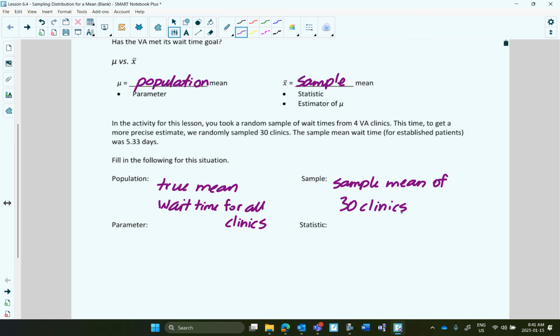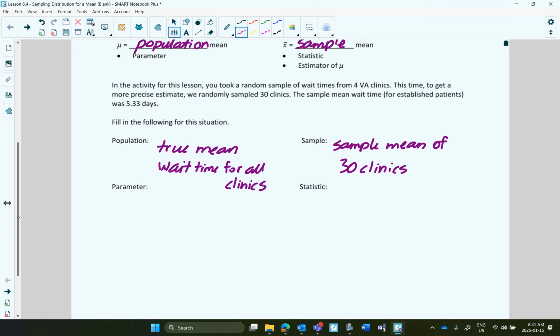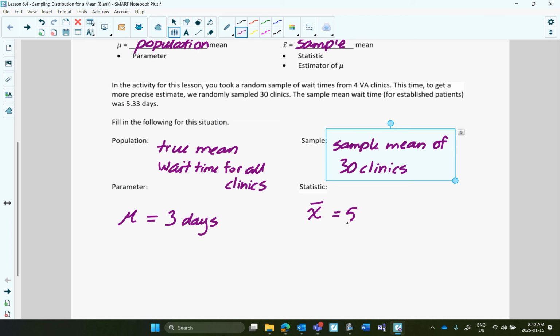Remember, the parameter for the true mean, the actual mean of the population, is called mu. Okay. And the stated goal, what we're going to base on, is 3 days. But when we took a sample and found the average, we found X bar, the sample mean, and that turned out to be 5.33 days.